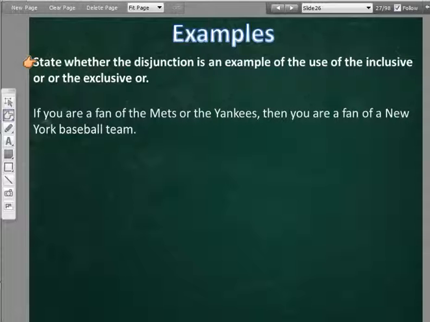This says state whether the disjunction is an example of the use of the inclusive or the exclusive or. And we really didn't talk about that a lot in the lesson, but you'll see more information about it in the LMS. If you are a fan of the Mets or the Yankees, then you are a fan of a New York baseball team. And that's an inclusive or.